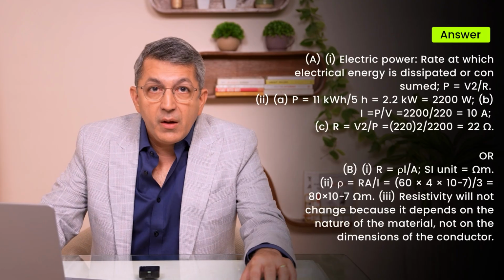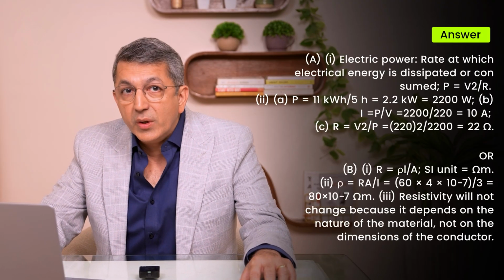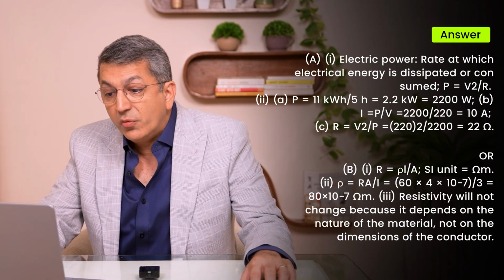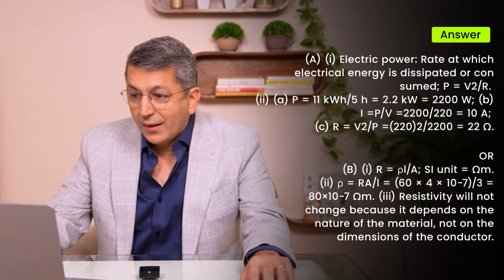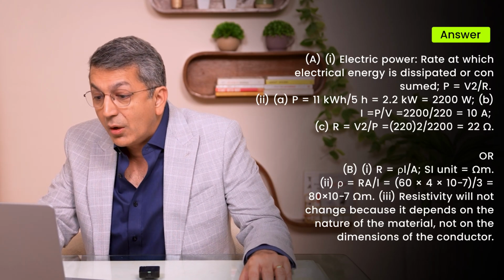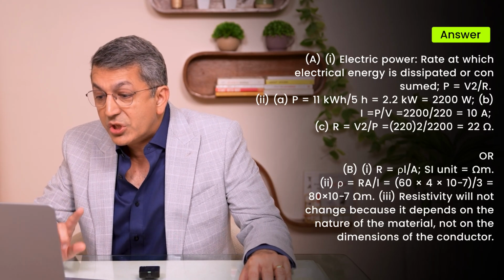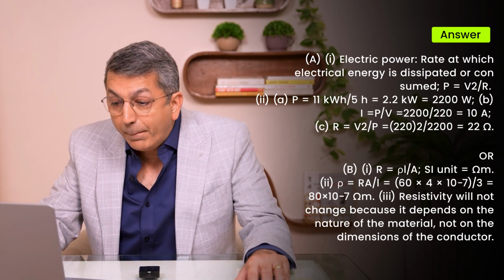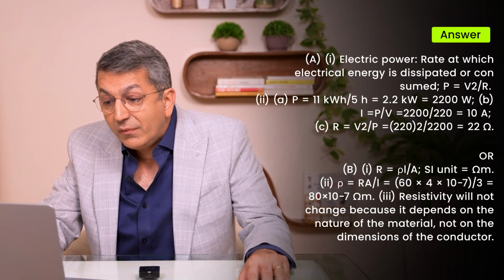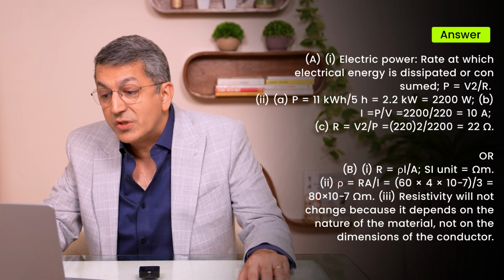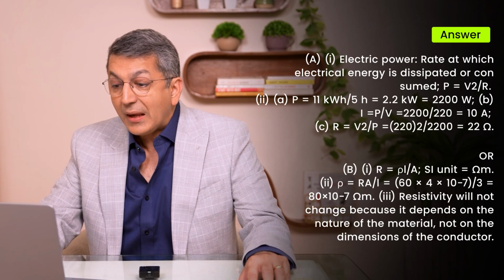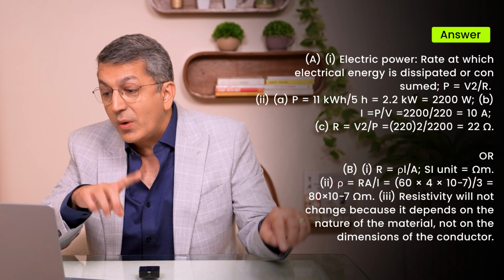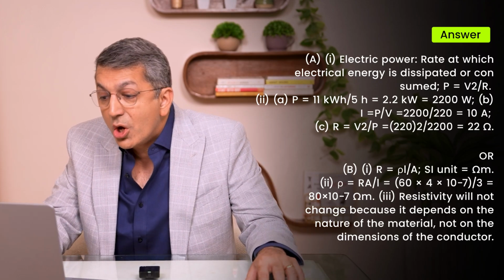Answer: A1. Electrical power. Rate at which electrical energy is dissipated or consumed. P = V²/R. 2A. P = 11 kilowatt-hours per 5 hours, which is equal to 2.2 kilowatts, which is equal to 2200 watts. B. I = P/V = 2200/220 = 10 amperes. C. R = V²/P = 220² divided by 2200, which is equal to 22 ohms.